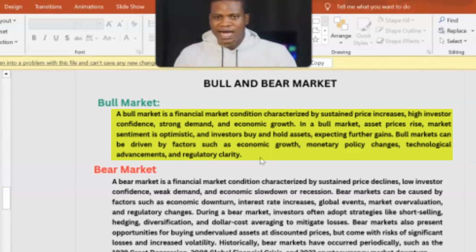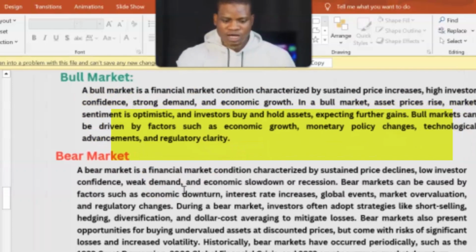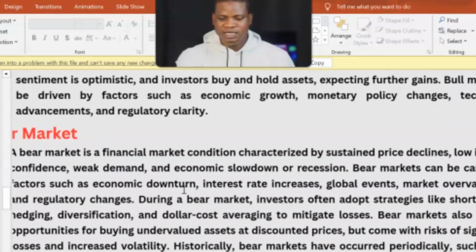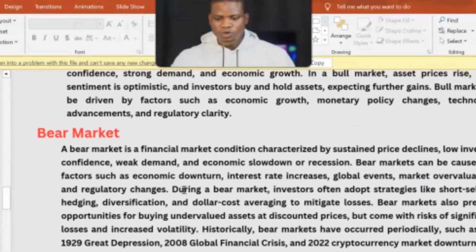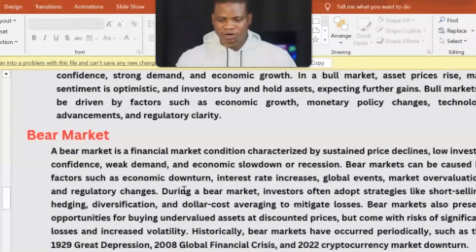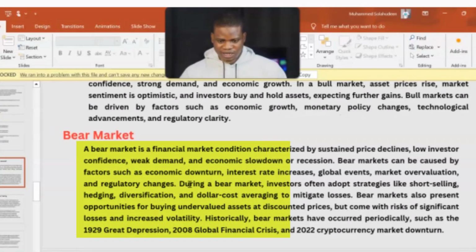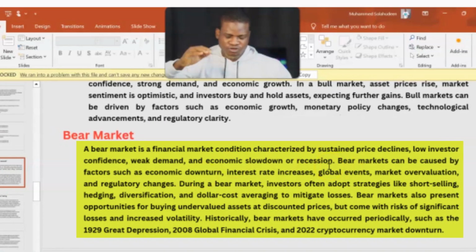So in a bull market, you want to buy and hold some coins into the bull market, which allows you to make money from the market as an investor, even as a trader. And we have a bear market also. After every bull market, a bear market will come. A bear market is a financial condition characterized by a sustained price decline, when price will be going down.